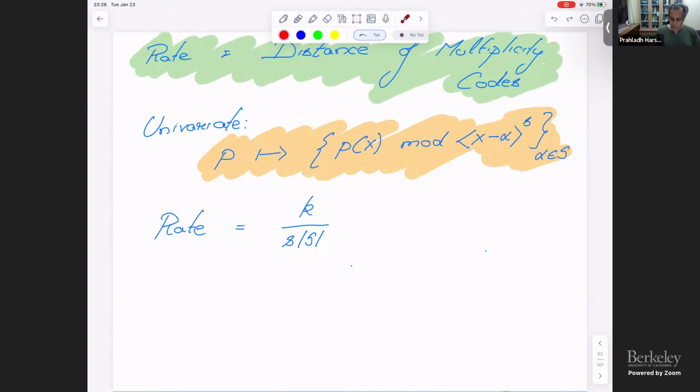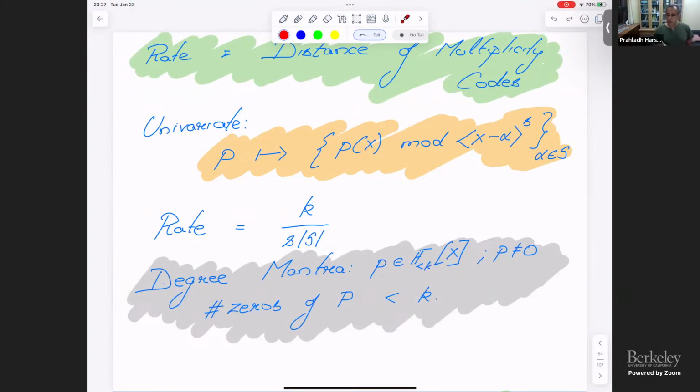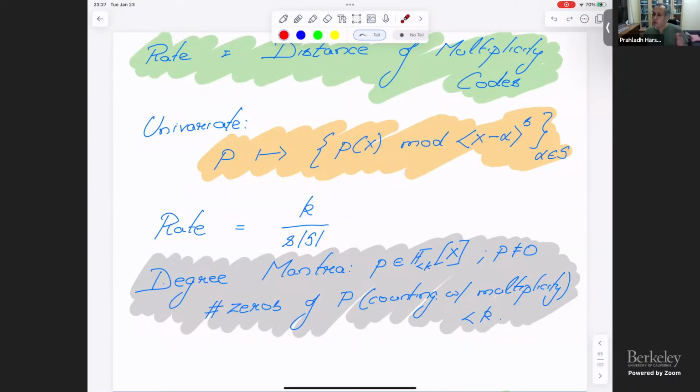You're taking k field symbols and outputting s symbols over this one. So it should be evident that this is the rate of the code. What about distance? Let's go back to how we analyzed distance for Reed-Solomon codes. We used the degree mantra, which just says the number of zeros of a non-zero polynomial of degree less than k is strictly less than k. This is actually true even if you count multiplicities.